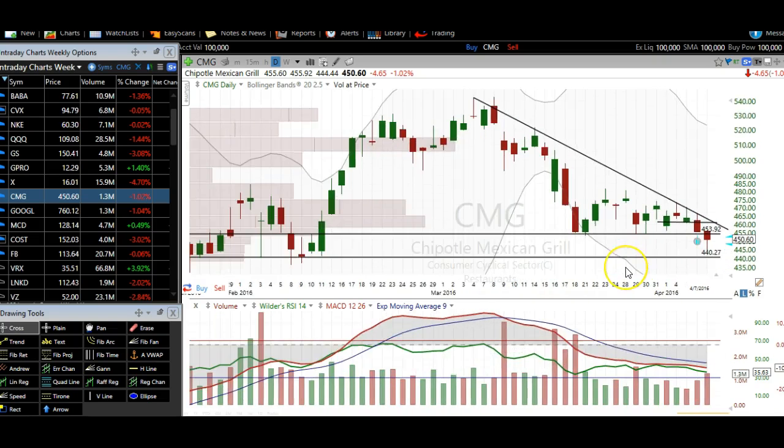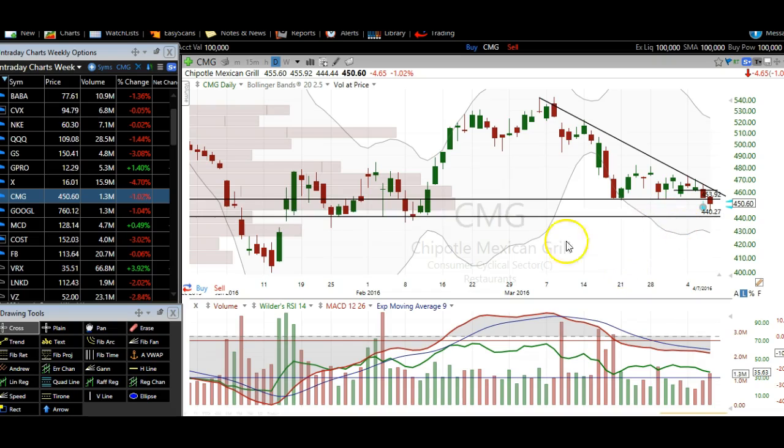Next support, you can see if you scroll out, is at 440. That's going to be some big support. This is a must-hold level, in my opinion, for Chipotle, that 440 level. If 440 breaks, I believe we're going to be coming down here and testing that 400 level again on Chipotle. Okay, we've got big support here at that 440 level. May get a bounce short term from that level.